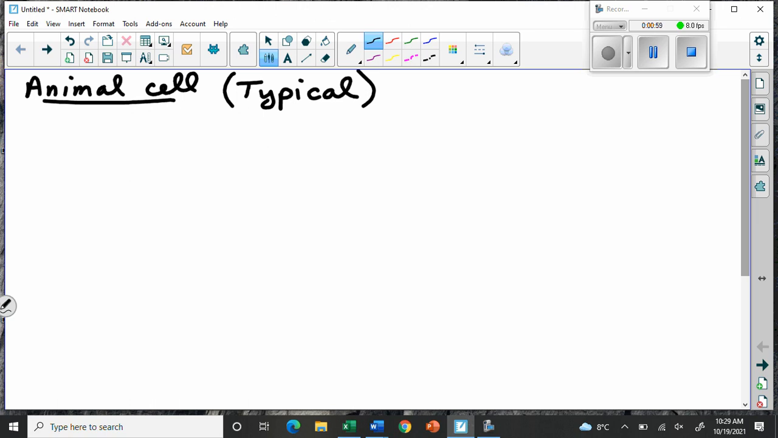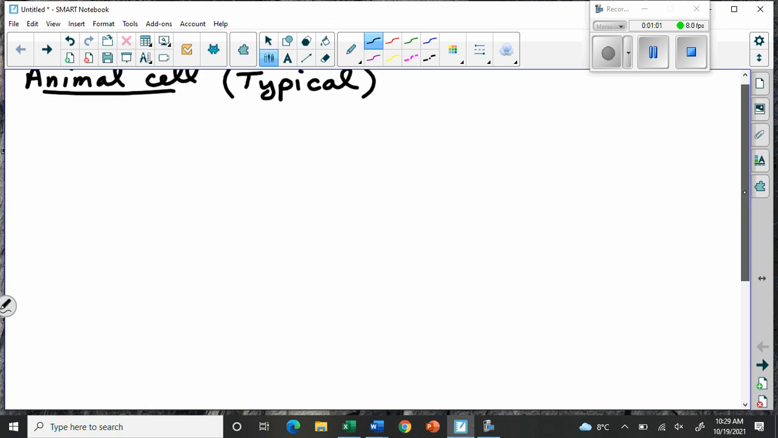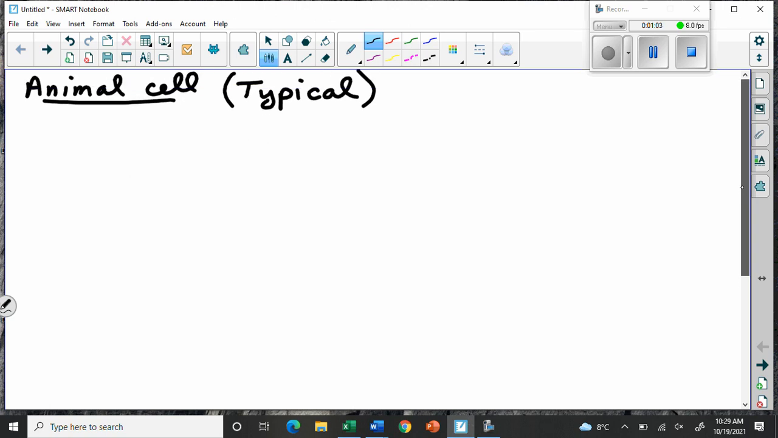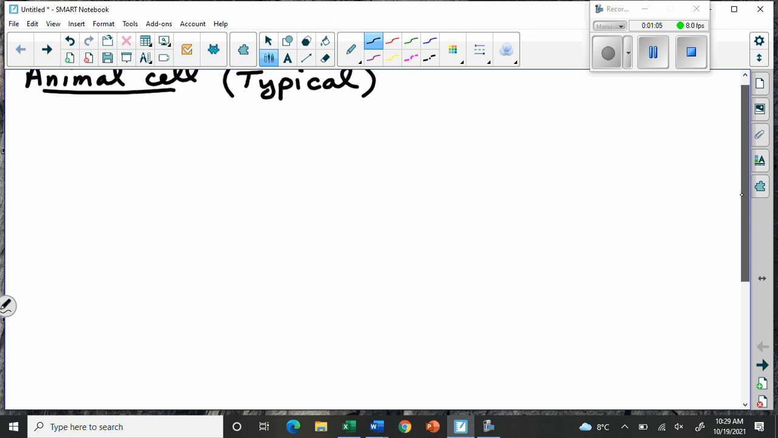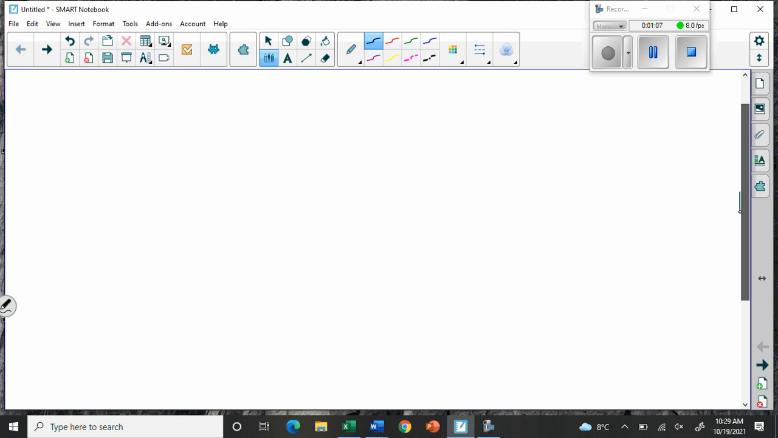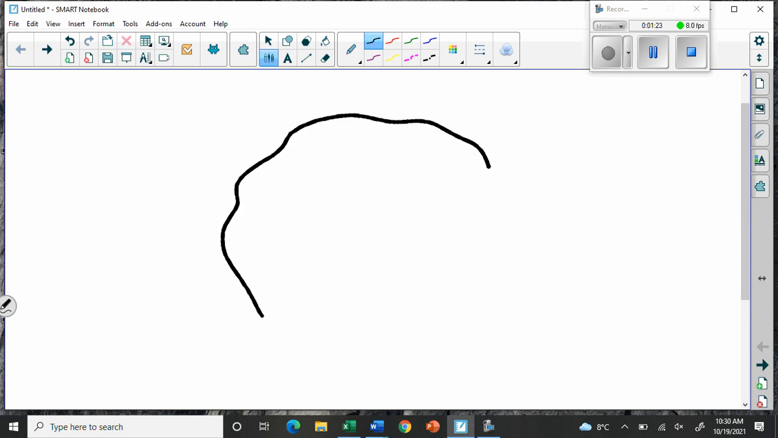So let's begin. You need about half a page at least. I'm just going to move this up. Animal cell, typical animal cell, and we're going to draw this as best we can. It's hard on this board to draw because my board is wider than it is long. So what I'm going to do is take a black and just go around like this and make a wiggly line with no particular pattern whatsoever.